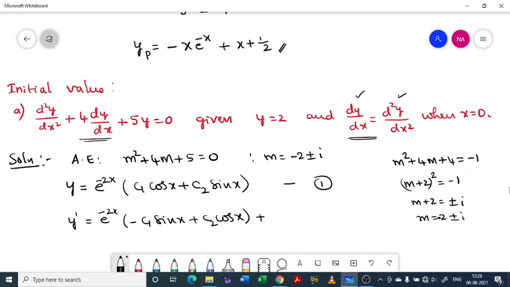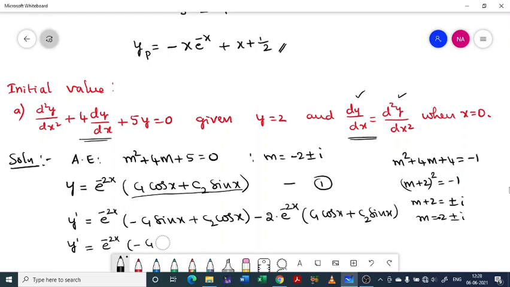plus, now this part stays as it is, we have to differentiate this also. So e power minus 2x, if you differentiate, it will be minus 2 into e power minus 2x into c1 cos x plus c2 sin x. So you can write this as y dash equal to e power minus 2x into minus c1 sin x plus c2 cos x minus 2y.